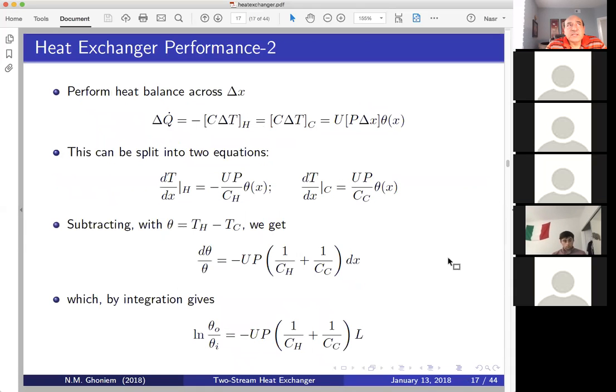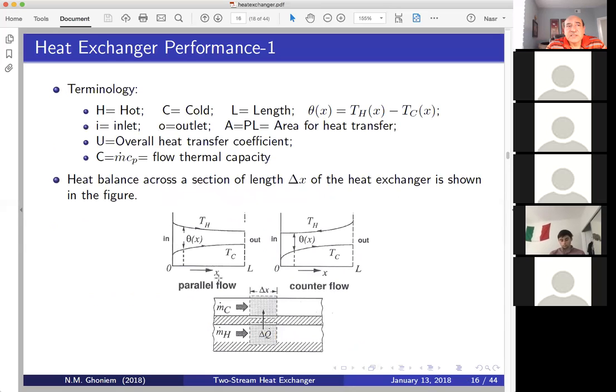And what we're going to do is we will do a simple heat balance. Heat balance is like energy rate or power balance over a small section. So we're going to take this small section that is delta X, and the heat that is lost from the hot stream is m dot C sub P for the hot. And the heat that is gained by the cold should be m dot C sub P for the cold.